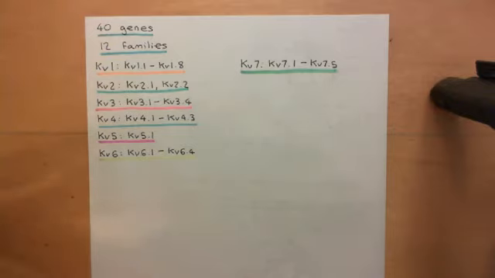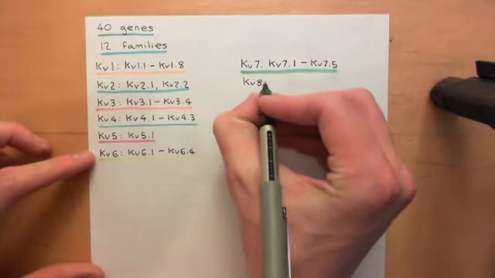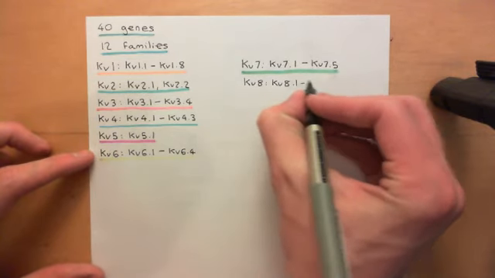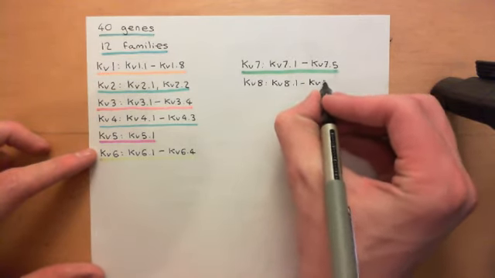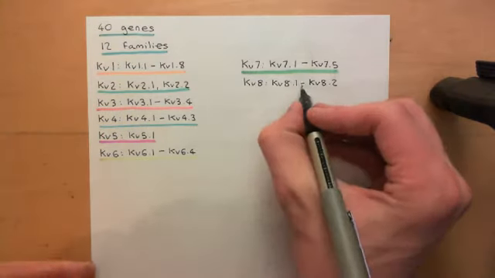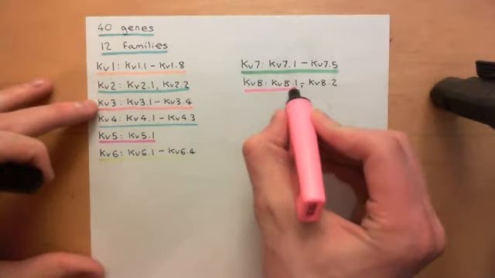Next up, the KV8 family, and this is another tiny one now. This only consists of 2 members, KV8.1 and KV8.2, and we've lost count of how many we've gone through now. It should have just been a comma there rather than a dash. And I'll underline the KV8 family in pink here.